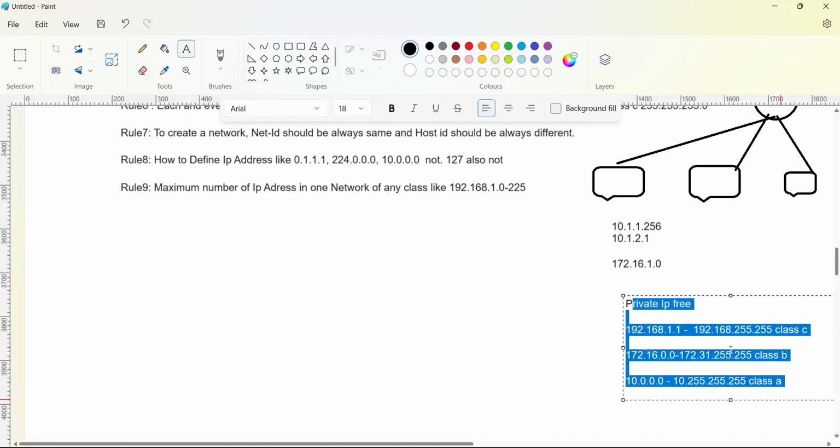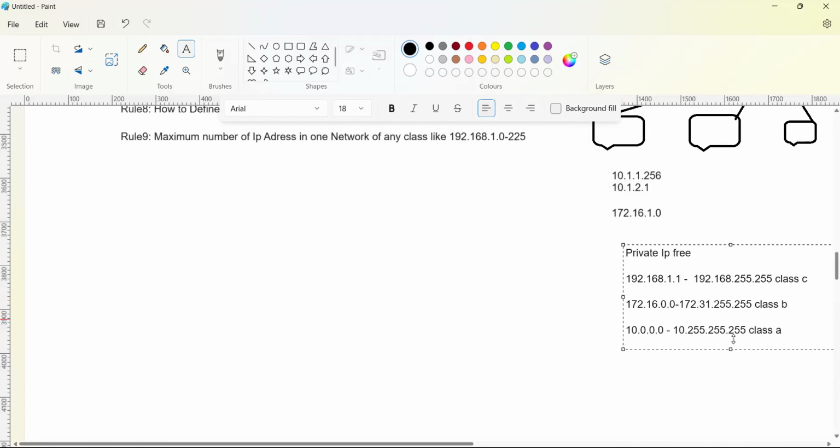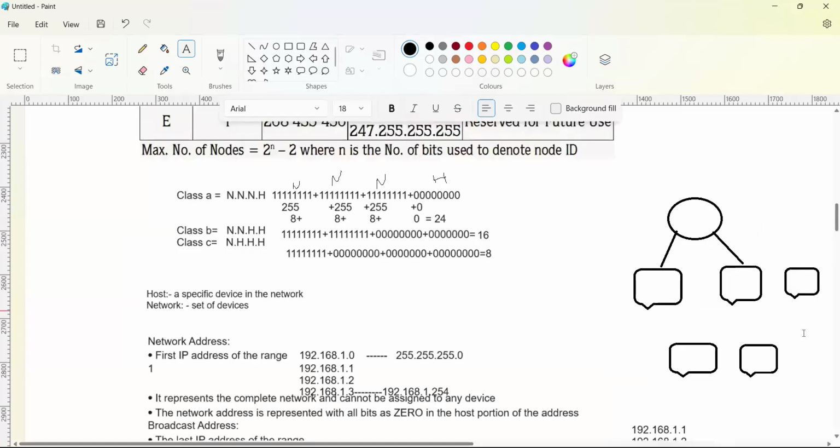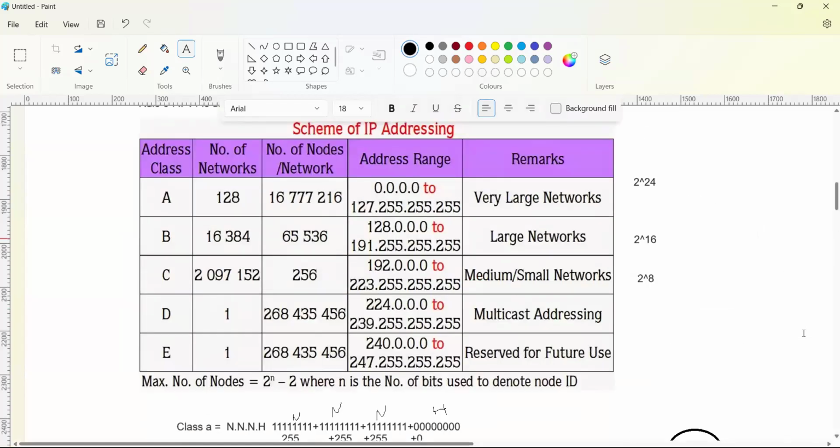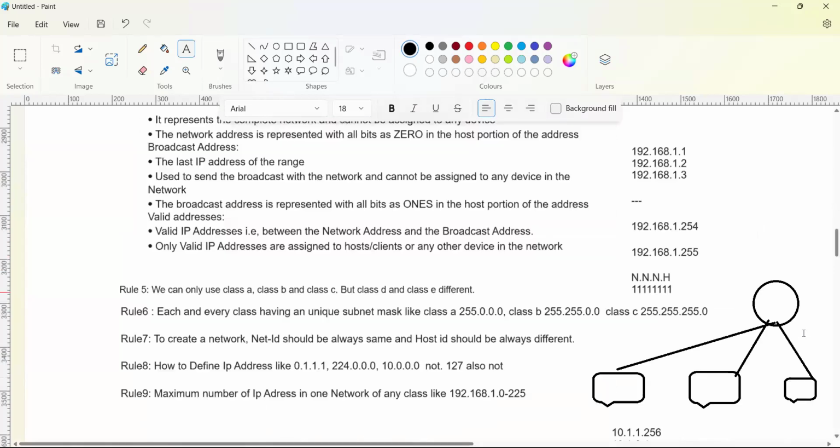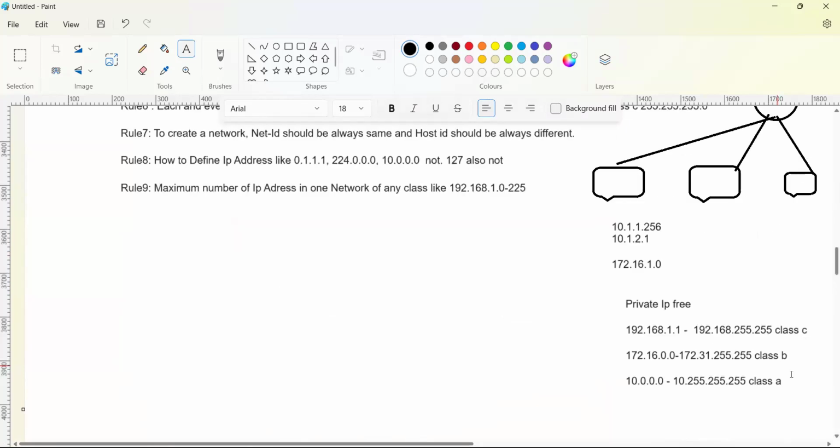Now the remaining IP addresses, excluding these, are the public IP addresses. You have to pay if you need those IP addresses. We use them for internet reachability. We'll discuss those things later. For the time being, for our lab purpose we'll use this kind of IP addresses only, because these are free of cost. At our LAN side also we'll use only these. Guys, if you have any queries.